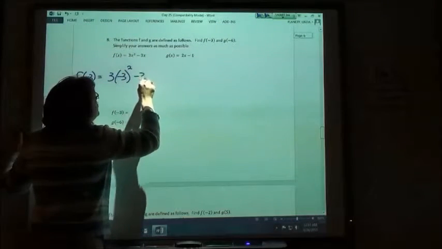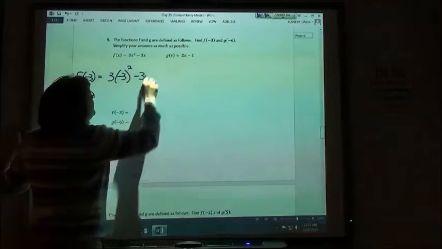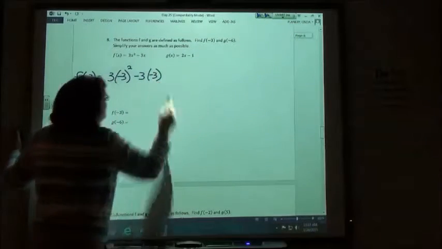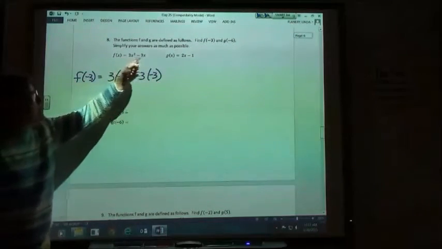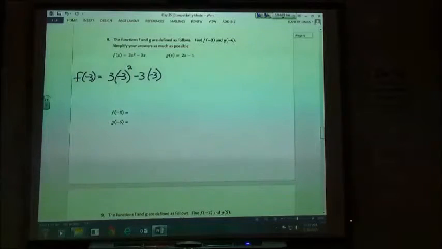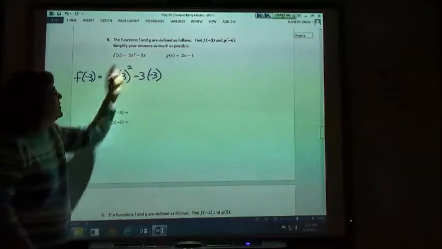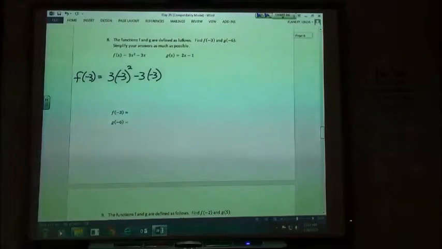Then we have minus 3 in parentheses again, because I have an x here and an x here. And anytime I substitute in for my variable, I've got to put it in parentheses, or my calculator doesn't know what you're doing. So if you're going to substitute in, you always put it in parentheses. Okay, so now you got to type that in and see what you get.